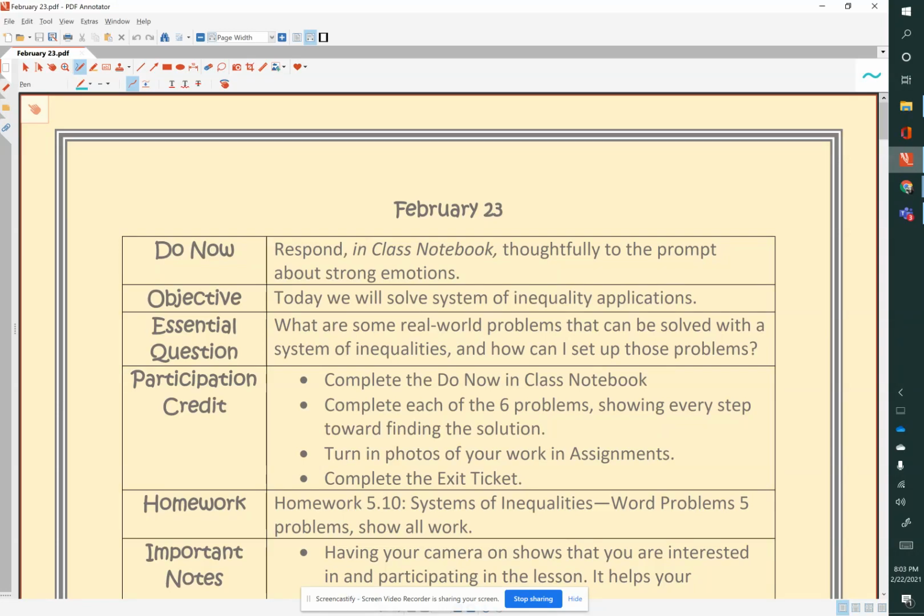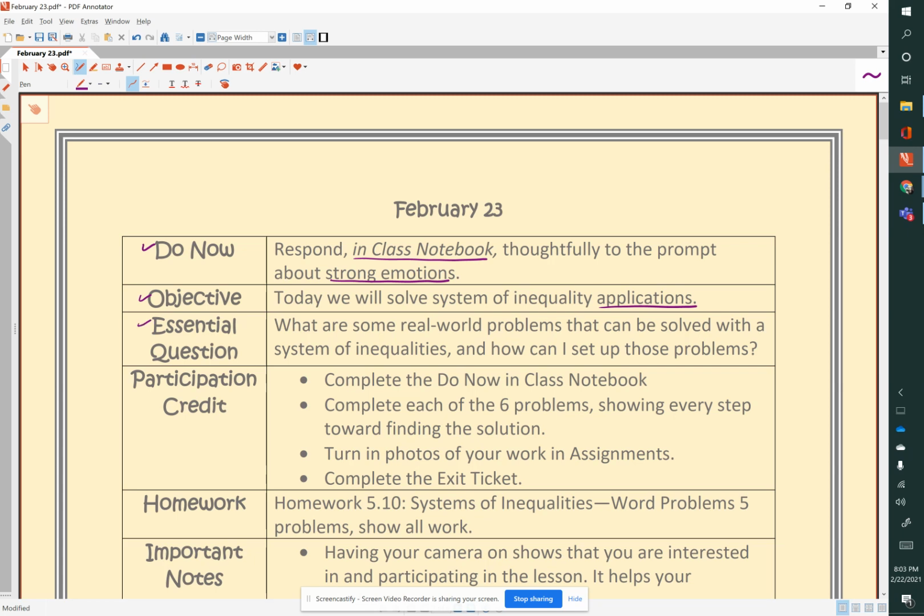We're going to solve systems of inequality applications today. So let's get started. Our do now will be about strong emotions. We'll be responding to a prompt about that, and we're going to respond, remember, in class notebook. Today, we will solve a system of inequality applications. We'll do 5 of those.